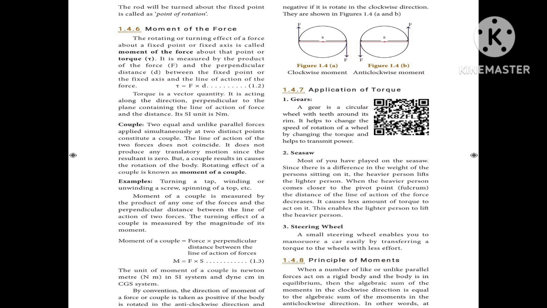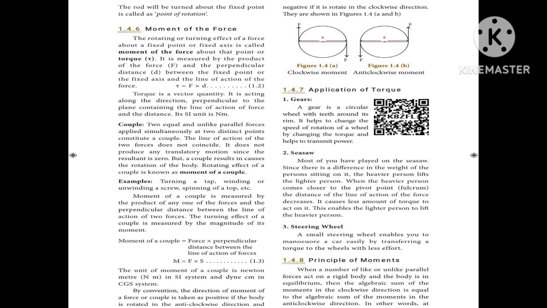2. Seesaw. Most of you have played on the seesaw. Since there is a difference in the weight of the person sitting on it, the heavier person lifts the lighter person. When the heavier person comes closer to the pivot point, the distance of the line of action of the force decreases. It causes less amount of torque to act on it. This enables the lighter person to lift the heavier person. 3. Steering wheel. A small steering wheel enables you to maneuver a car easily by transferring a torque to the wheels with less effort.